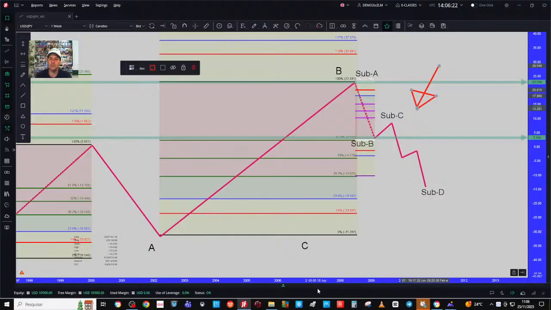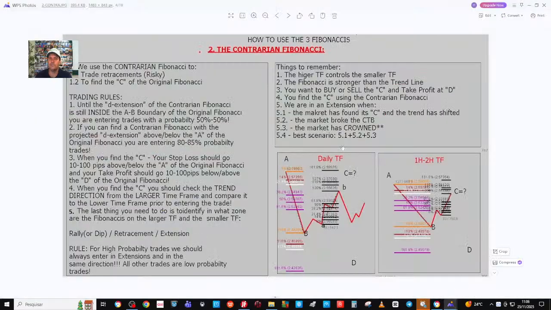So as for the picture, you can use the contrarian Fibonacci to trade retracement.